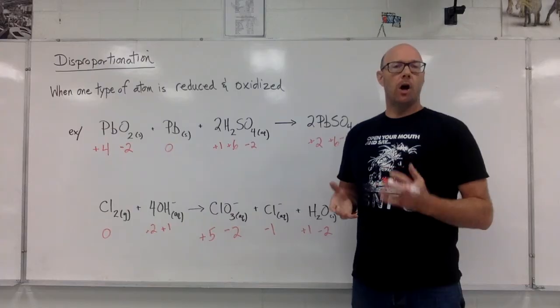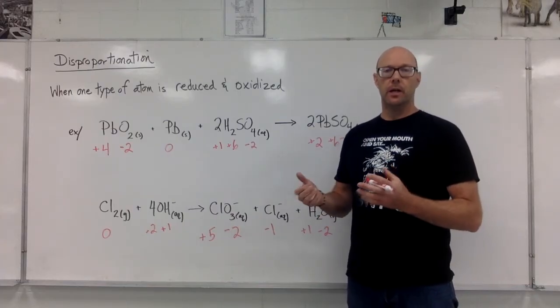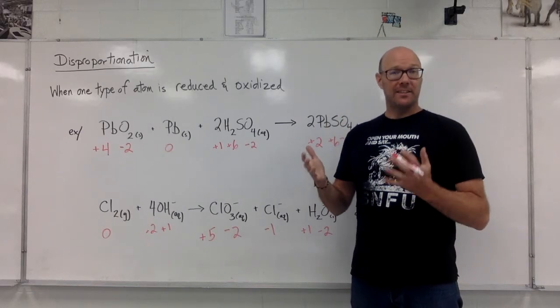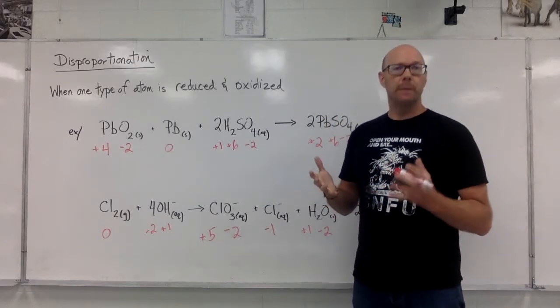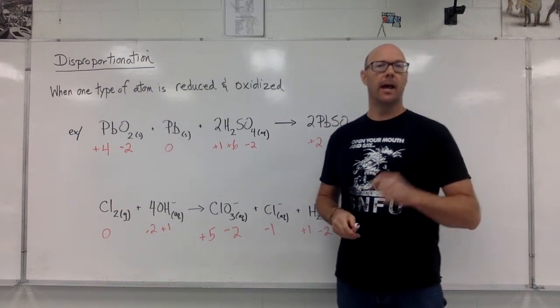When we assign oxidation numbers, if we notice that one kind of substance, its oxidation number goes up and down at the same time, that's our big signal that we have disproportionation. And I hope that helps.